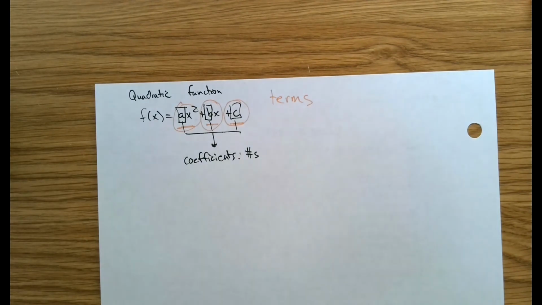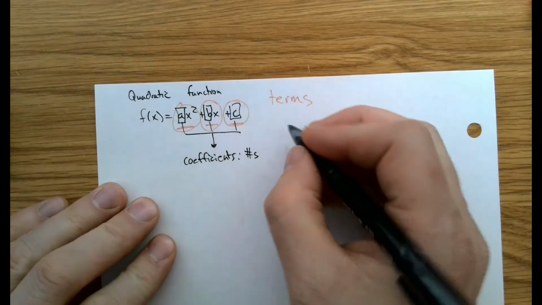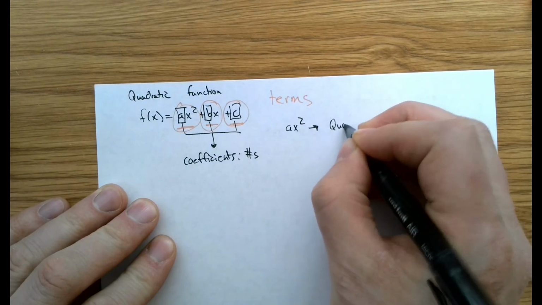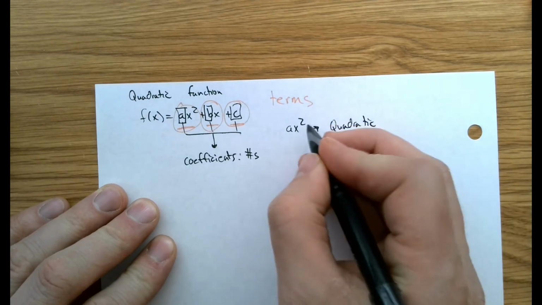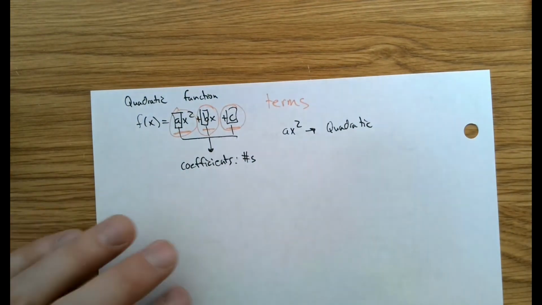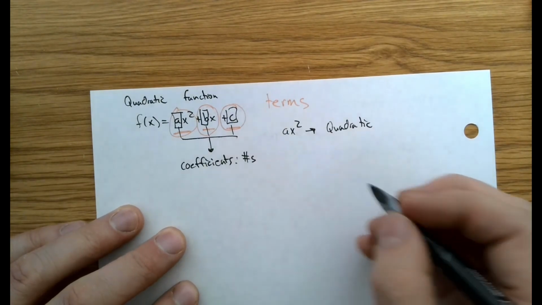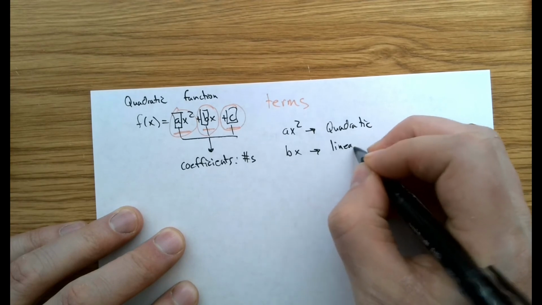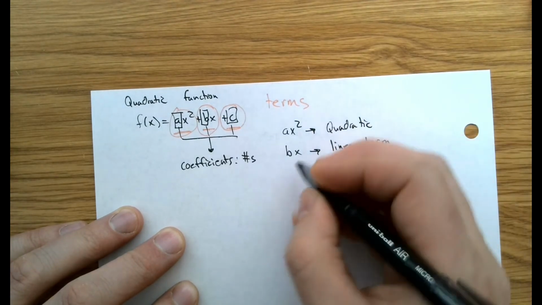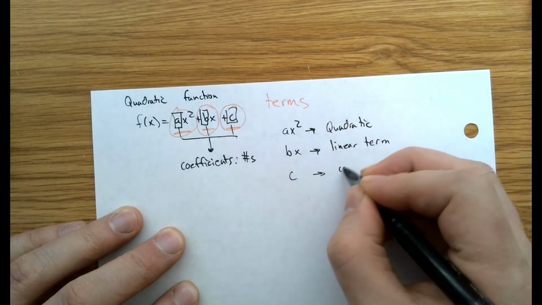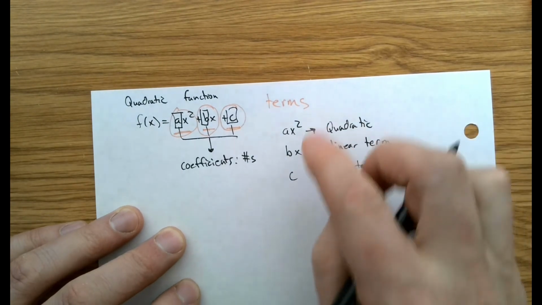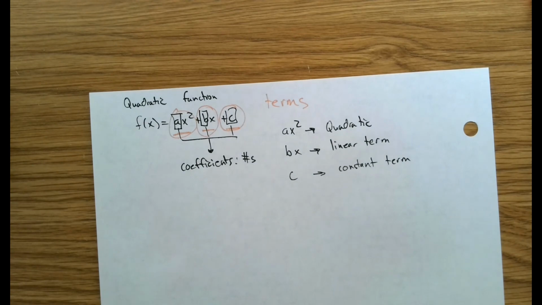So they are a combination of either numbers and variables and then arithmetic between those things. And then we define that first term. So ax squared is called the quadratic term because it has the squared portion with it. The linear term is the bx version. And then the c term is the constant term because it is not affected by what x value we pick. C is always C.